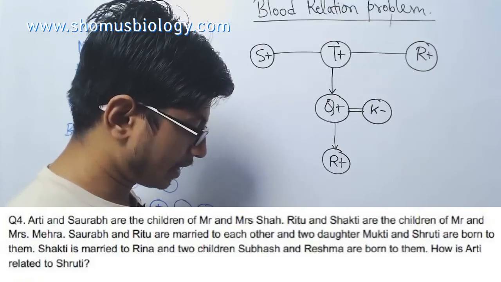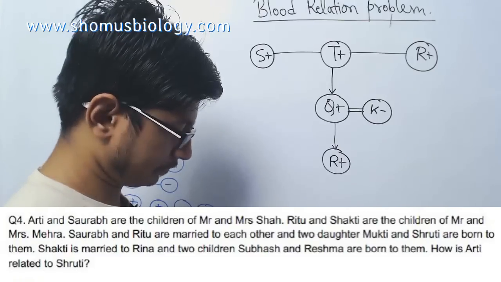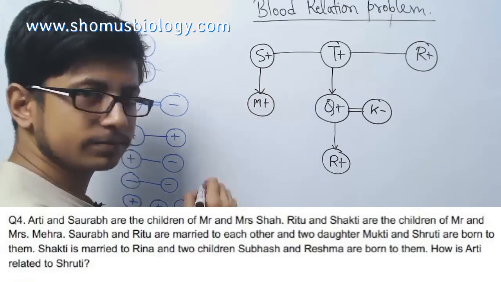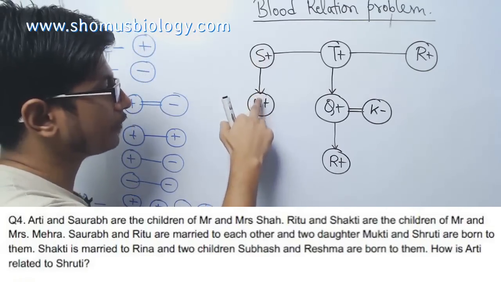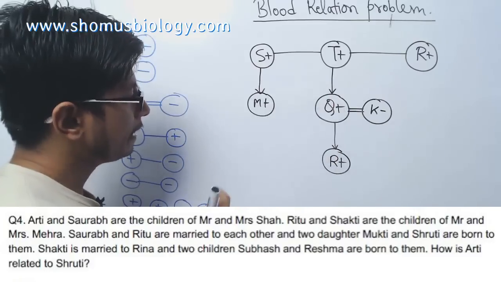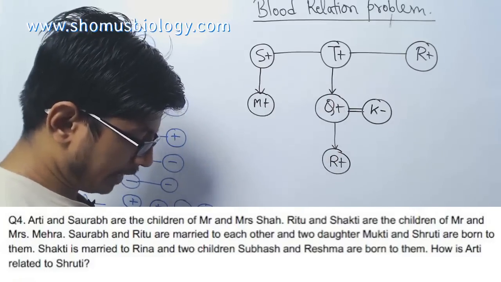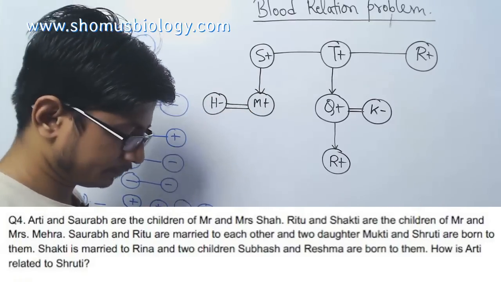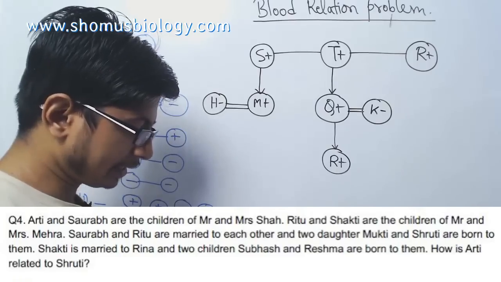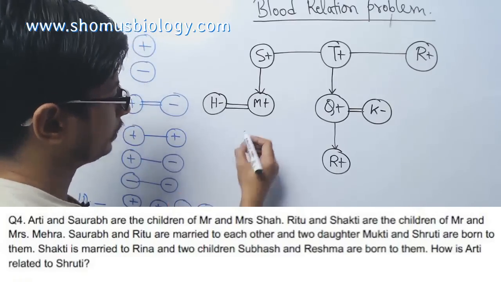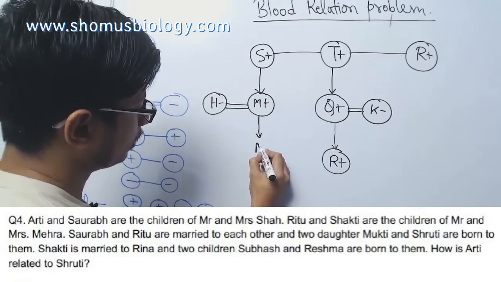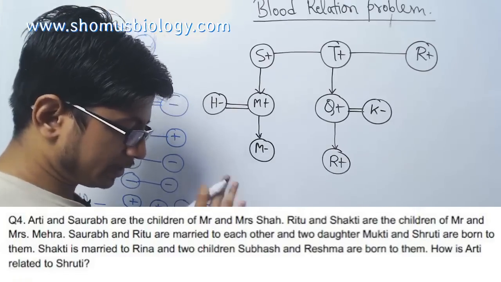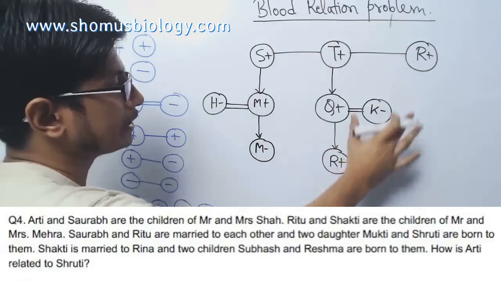Now the third sentence, M, the son of S, is married to H. So M is the son of S. M is the son, so plus, son of S, arrow representing son, is married to H, from a different family. And the couple is blessed with a daughter, Madhavi. So the daughter here is Madhavi, right? So it's also represented. 3 sentences are represented as a picture.